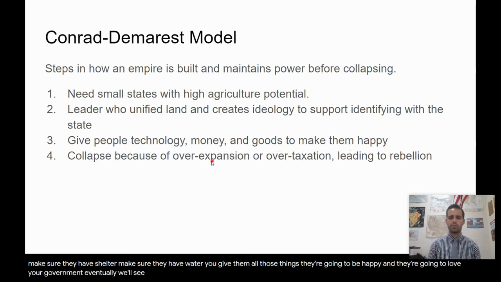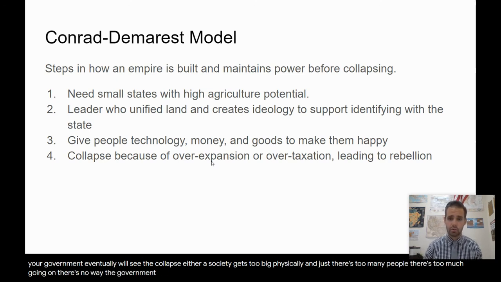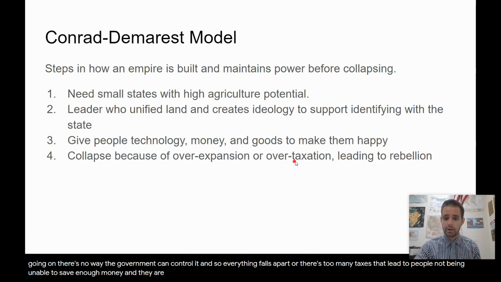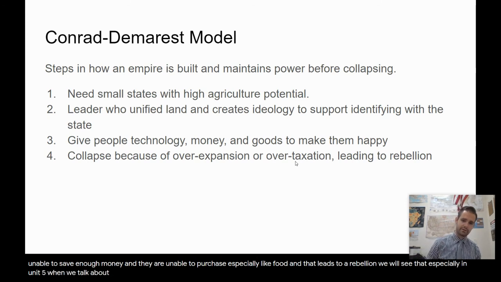Eventually, we'll see the collapse. Either a society gets too big physically and there's too many people, there's too much going on, there's no way the government can control it, and so everything falls apart. Or there's too many taxes that lead to people not being able to save enough money, and they are unable to purchase, especially food, and that leads to a rebellion. We will see that, especially in Unit 5 when we talk about the French Revolution.